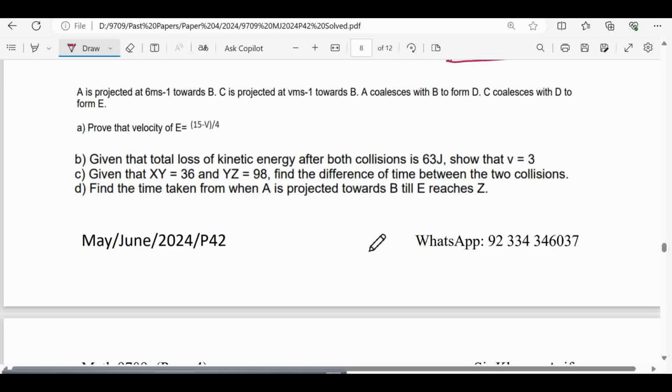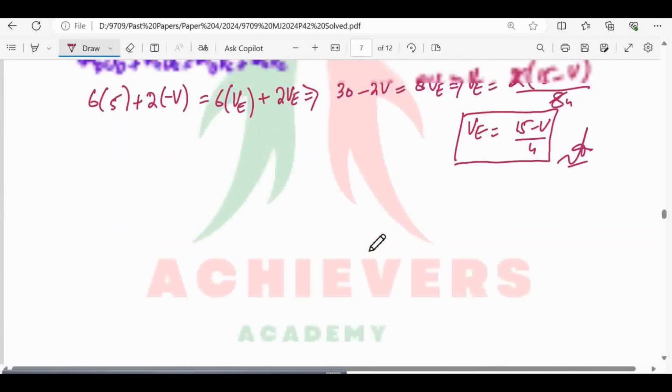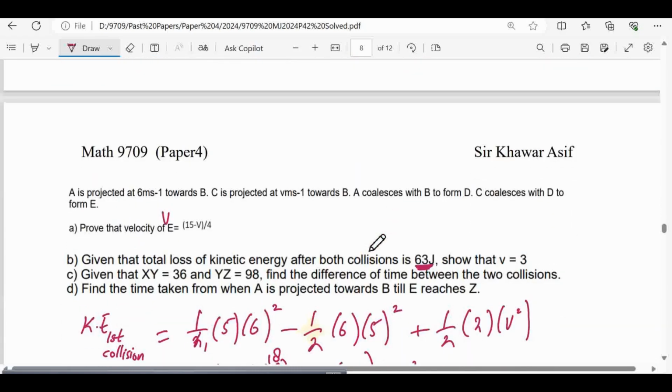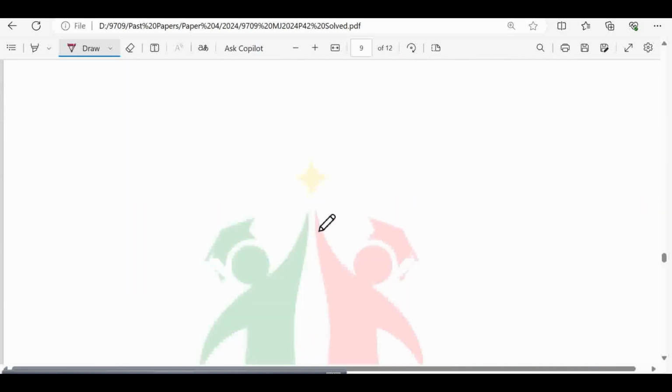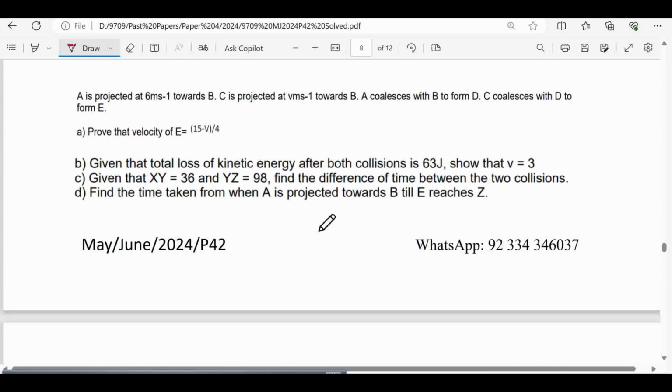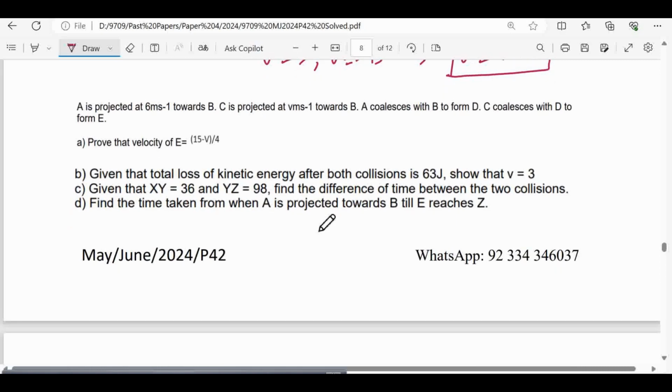Okay, till E reaches Z. Z is in the question: it was given that we have three points X, Y and Z, which were given in the question as A, B and C. Now we have to find out the time when the last particle reaches Z. It means that it should reach the point Z.